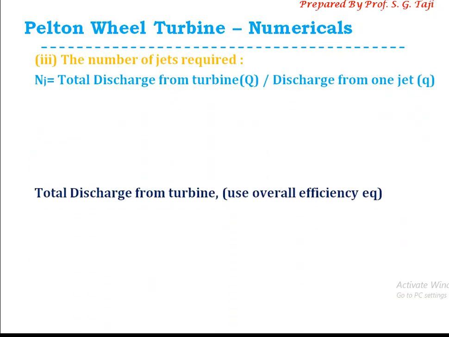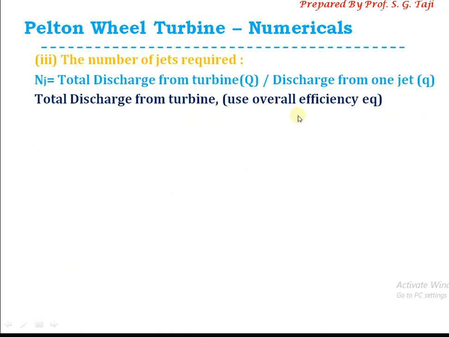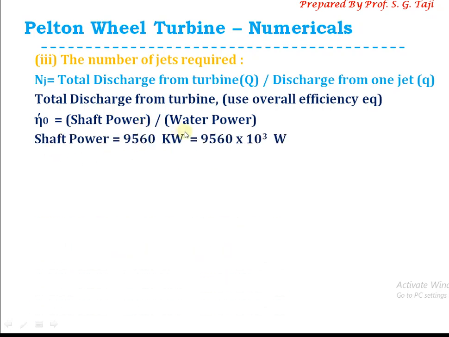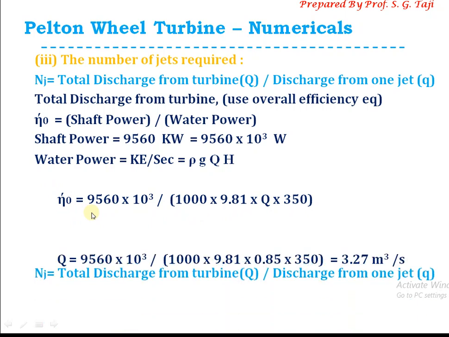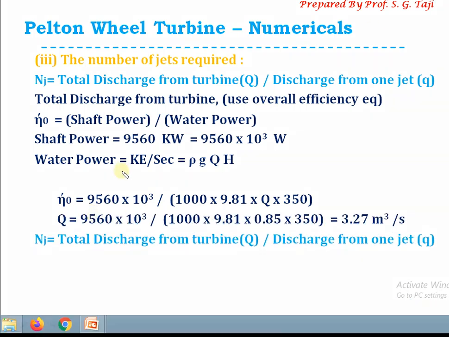Now next, calculate the total discharge flowing from the turbine. For this calculation, we are going to use the overall efficiency equation, which is overall efficiency equal to shaft power upon water power. The shaft power is already given, and just put the value of water power here, rho GQH. So I can calculate the value of Q by putting the value of overall efficiency that is given in the numerical, 0.85. So here I am getting the value of Q equal to 3.27 meter cube per second.